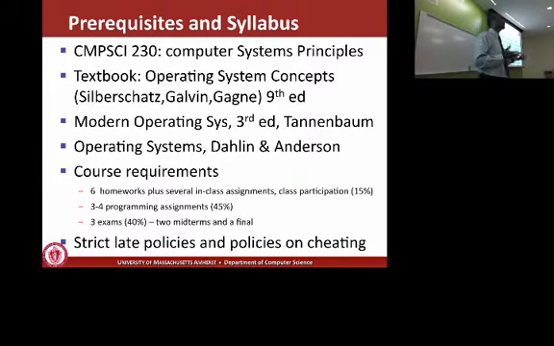Textbook you should have access somehow. Either a copy of your own, somebody you are sharing with, or go to the library. As far as course requirements are concerned, there are going to be exams, programming assignments, homework, and classwork. That's basically how the course is structured.